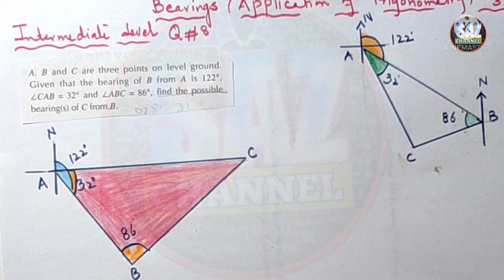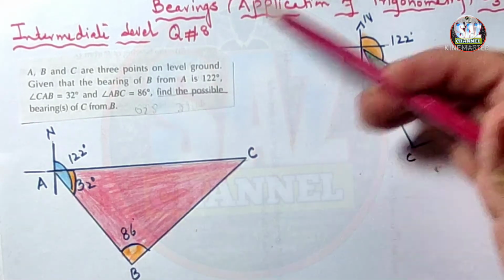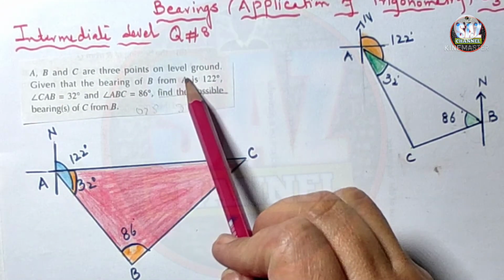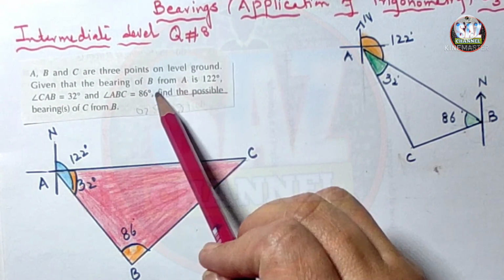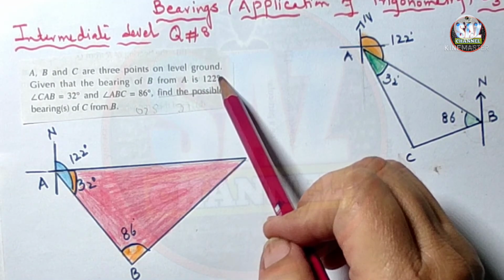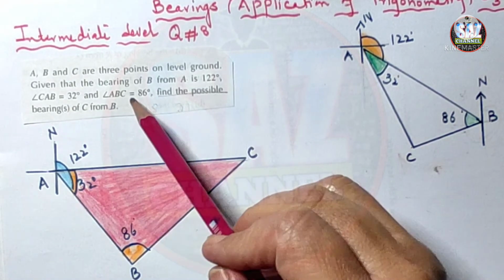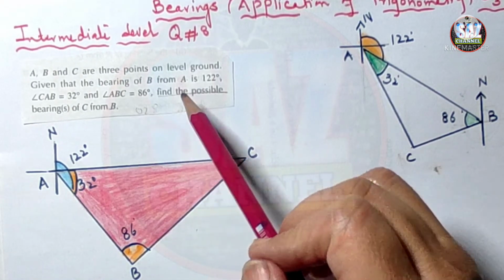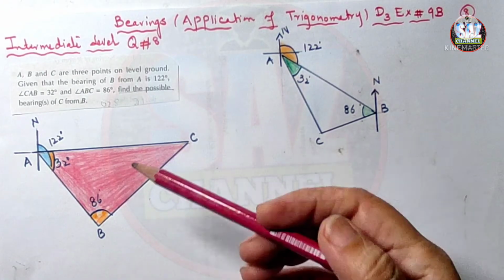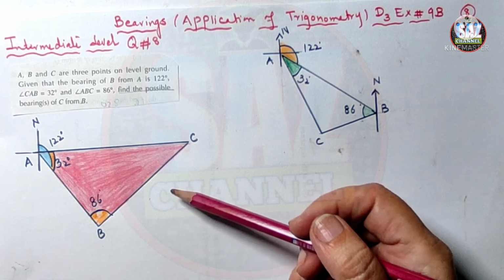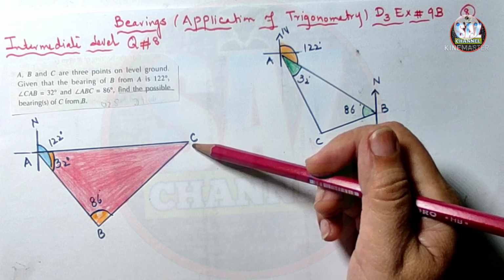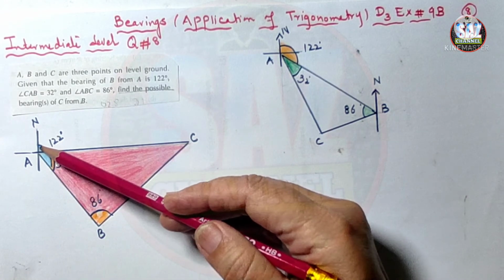Okay, moving to question number 8. Let me read question number 8 first. Question 8 says ABC are 3 points on the level ground. Given that the bearing of B from A is 122 degrees and angle CAB is 32 degrees and angle ABC is 86 degrees, find the possible bearings of C from B. Okay, let's take a look at the diagram. A, B, C are 3 points on the level ground, and the bearing of B from A is 122 degrees.